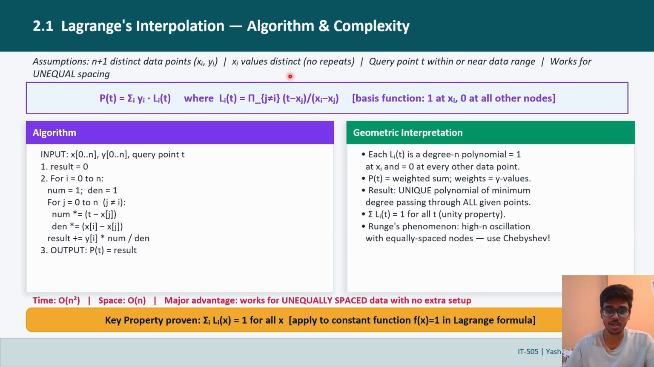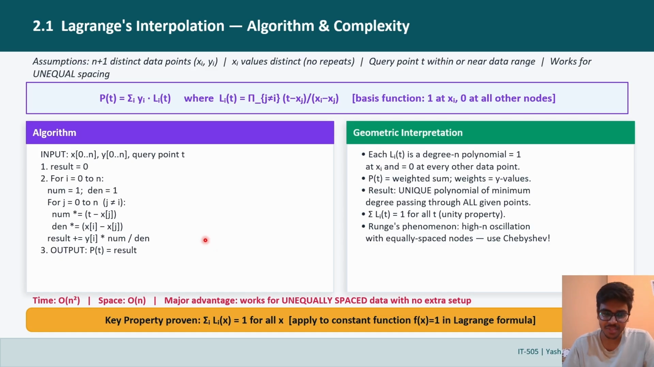The formula is P of t equals the sum over i of yi times Li of t, where each Li of t is the product over all j not equal to i of t minus xj divided by xi minus xj. Each Li is a basis polynomial that equals exactly 1 at xi and exactly 0 at every other data point.